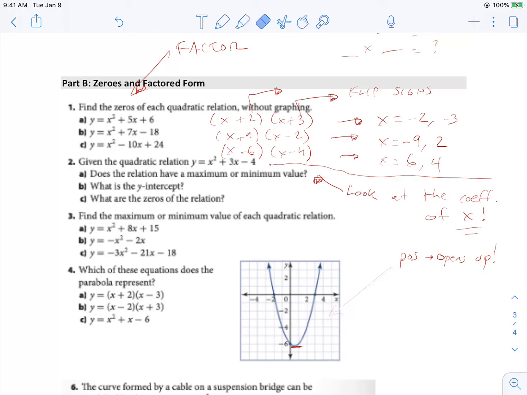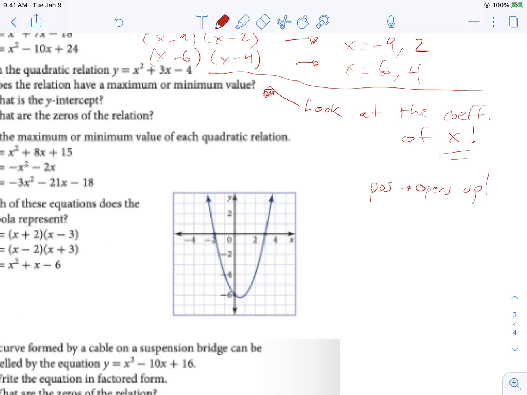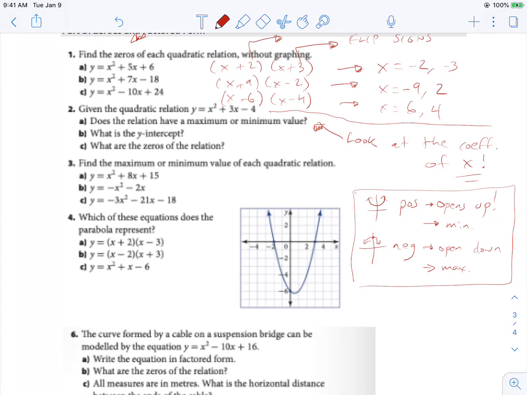So if that first number, just like we said, is positive, it's going to open up, which means we have a minimum value. If it is negative, it's going to look like this. If it's negative, it's going to open down. And if it opens down, we're going to have something that looks like this. And now your vertex is a maximum value. Okay, keep that in mind. I'm going to put a box around that because it's important. So does it have a maximum or minimum value? Here we said this opens up, which means it's going to have a minimum value.